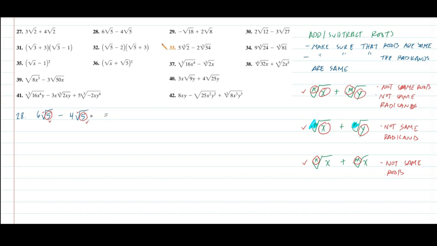Now, if you're wondering what exactly am I supposed to add and subtract, maybe you learned this one, Bismillah with Sister Reem. So 6 minus 4 is 2. So this becomes 2 times the root of 5. Notice how the root of 5 stays exactly the same.